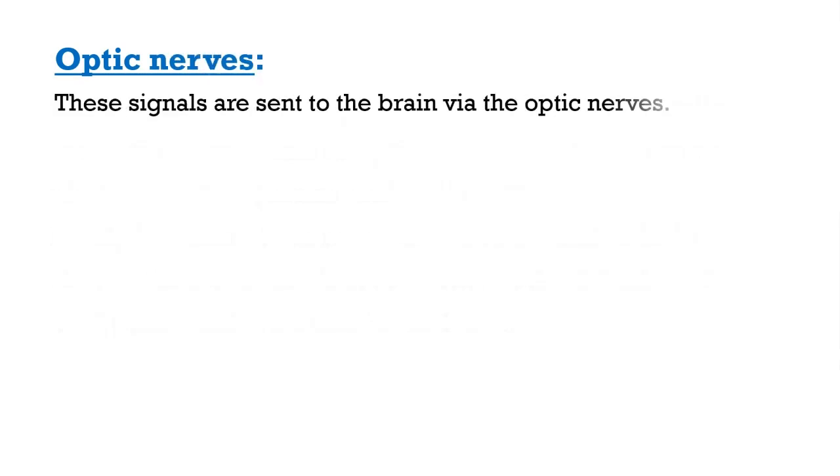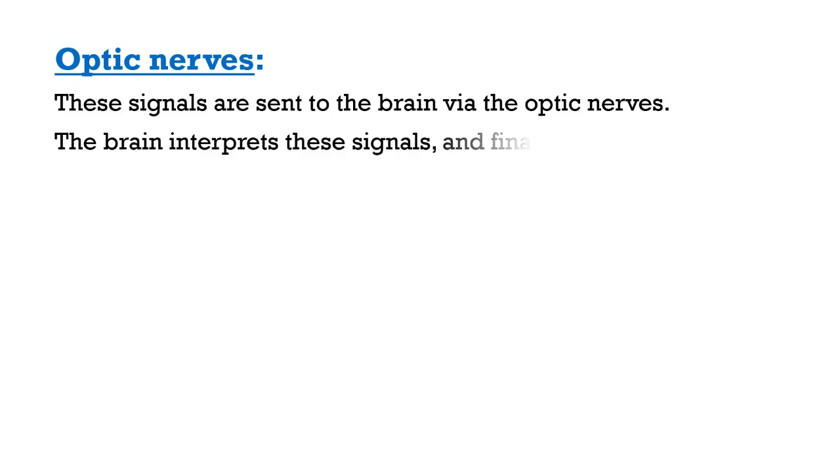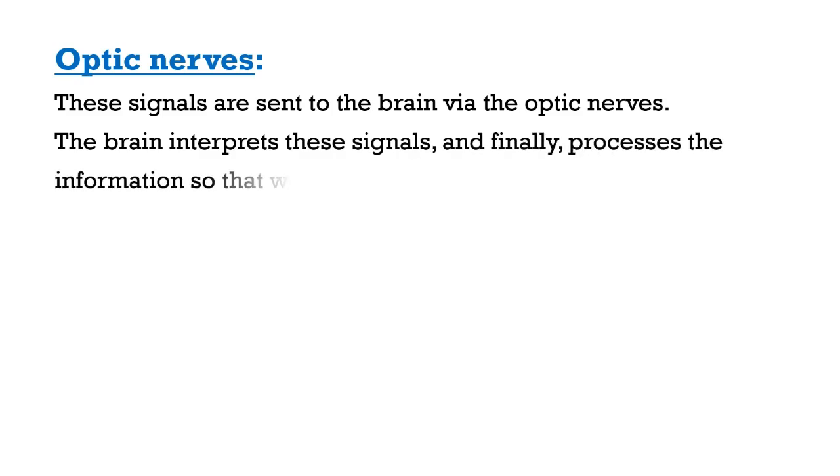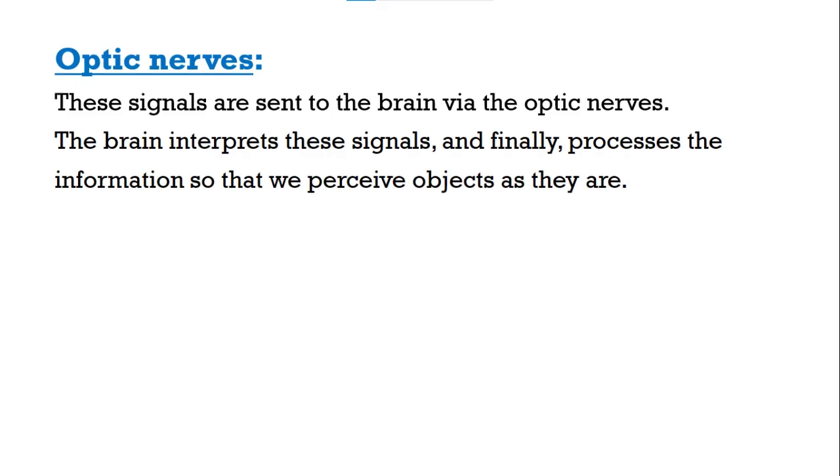Optic nerves. These signals are sent to the brain via the optic nerves. The brain interprets these signals and finally processes the information so that we perceive objects as they are.